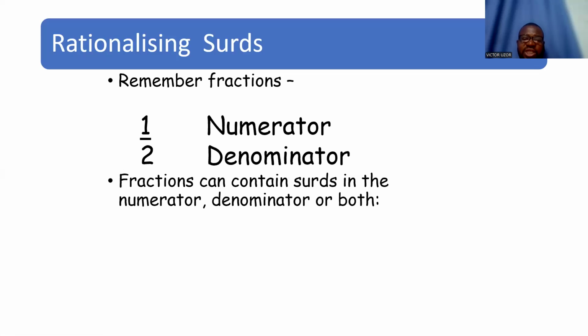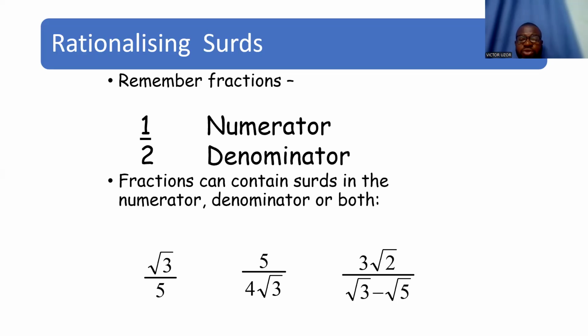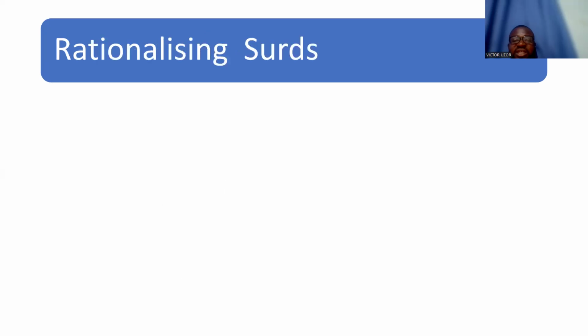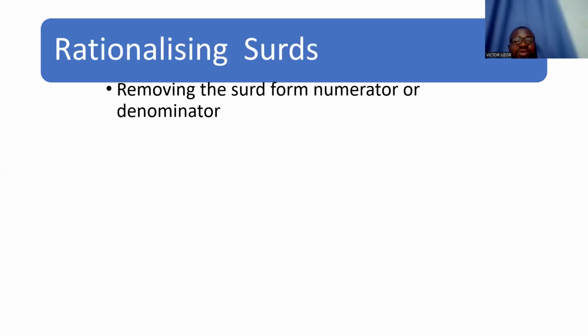Okay, there's actually a rule in surds that a square root must not be in the denominator. So we must find a way of removing the square root from the denominator. A fraction can contain a surd in the numerator, denominator, or both, but you must not leave it in the denominator. If it's in the numerator, you can leave it, but in your final answer, you must make sure you remove it. And removing it is what is named rationalization of surds.